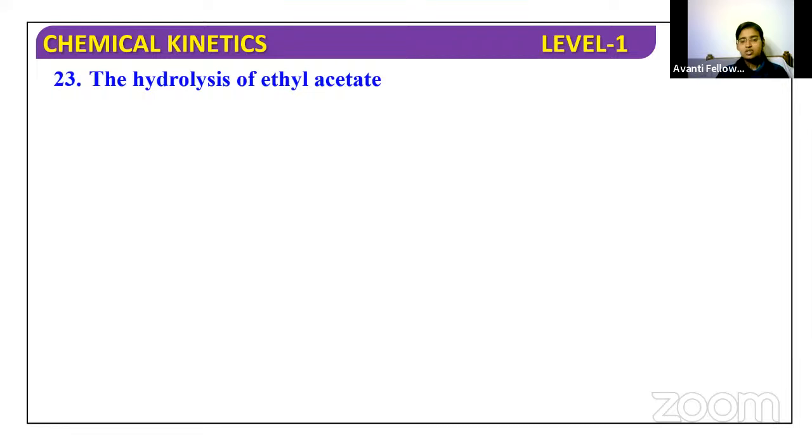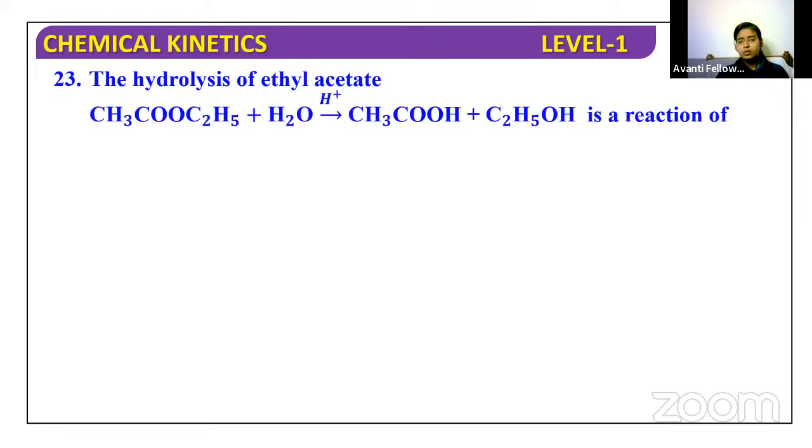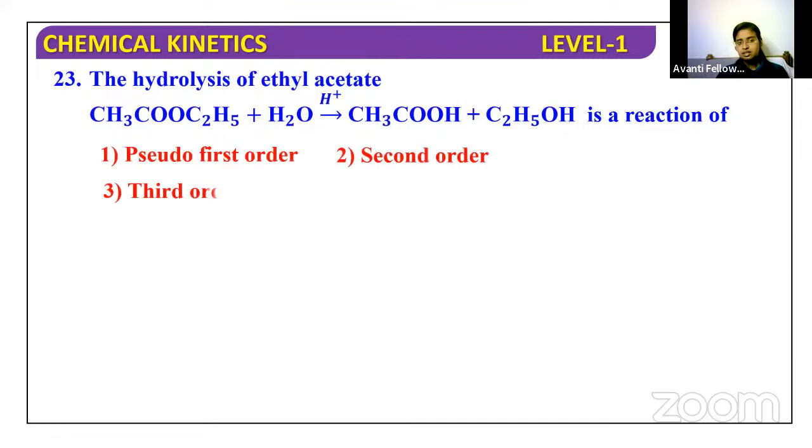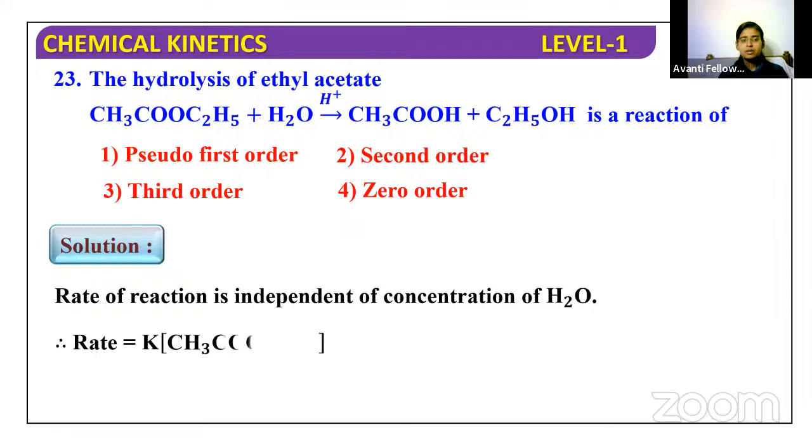Next, the hydrolysis of ethyl acetate is given. Ethyl acetate is an ester, and the ester is undergoing hydrolysis in the presence of acid to give ethanoic acid and ethanol. Is it a reaction of pseudo first order, second order, third order, or zero order? So the given reaction is an example for which order? Very good, Vaishnavi. Great. So option 1. It is an example for pseudo first order reaction.